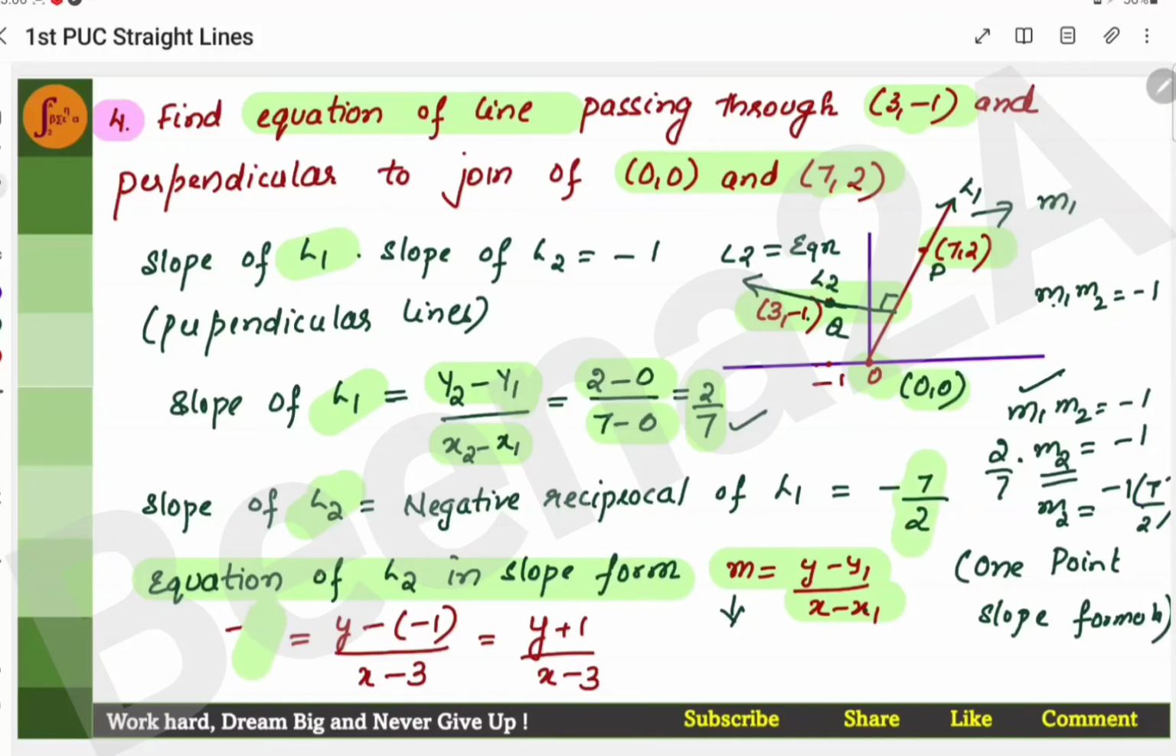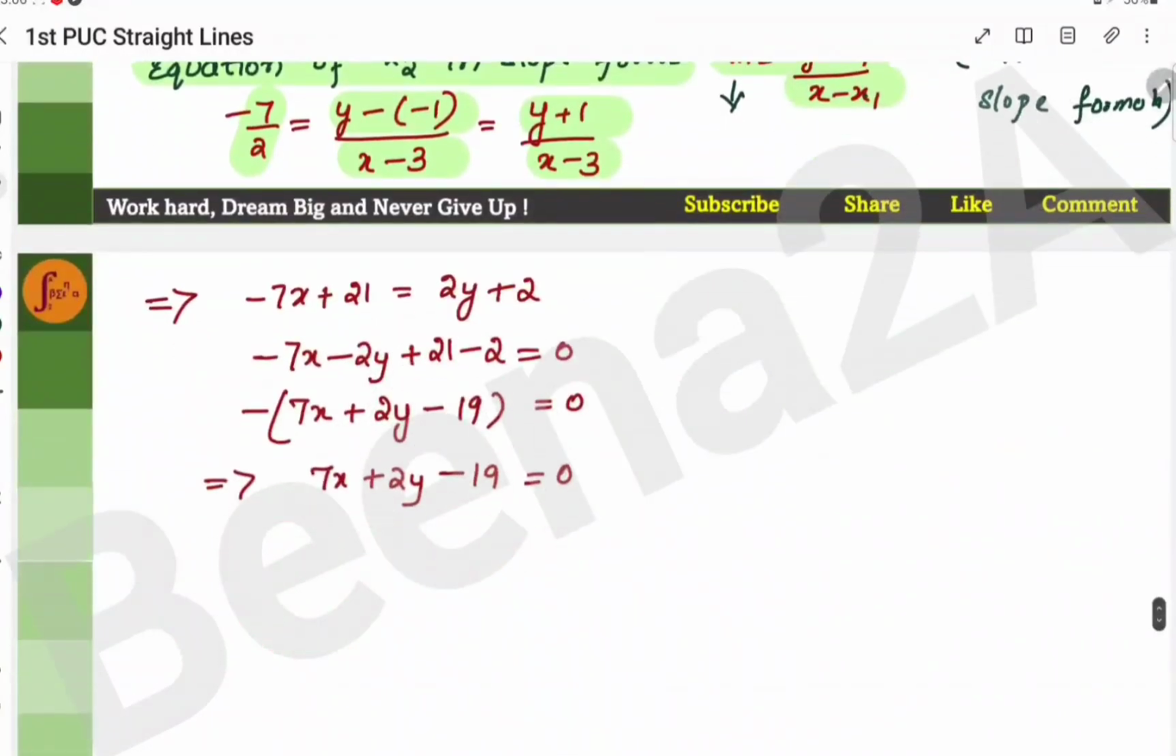Now you substitute minus 7 by 2 here and this coordinate, you get the equation, right? Get it in this form. You rearrange the terms, simplify the terms, and then you have to get it in this form. This becomes the equation of line.